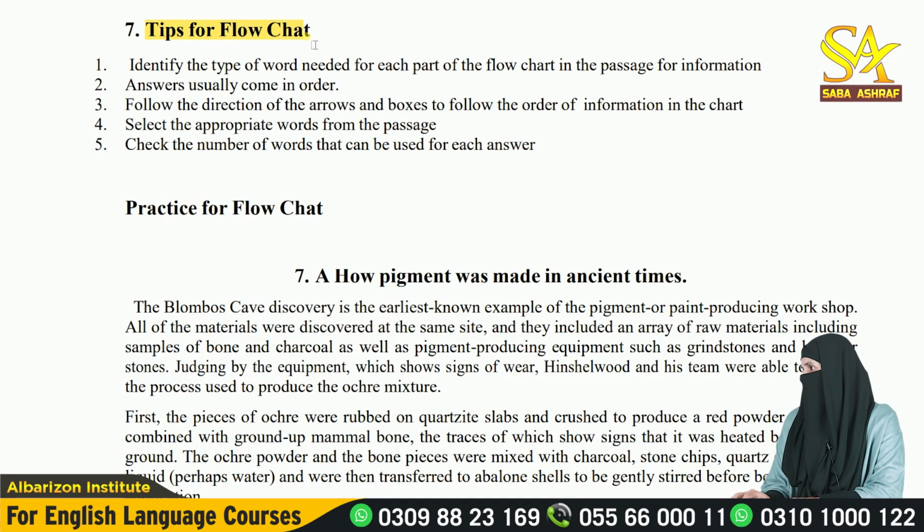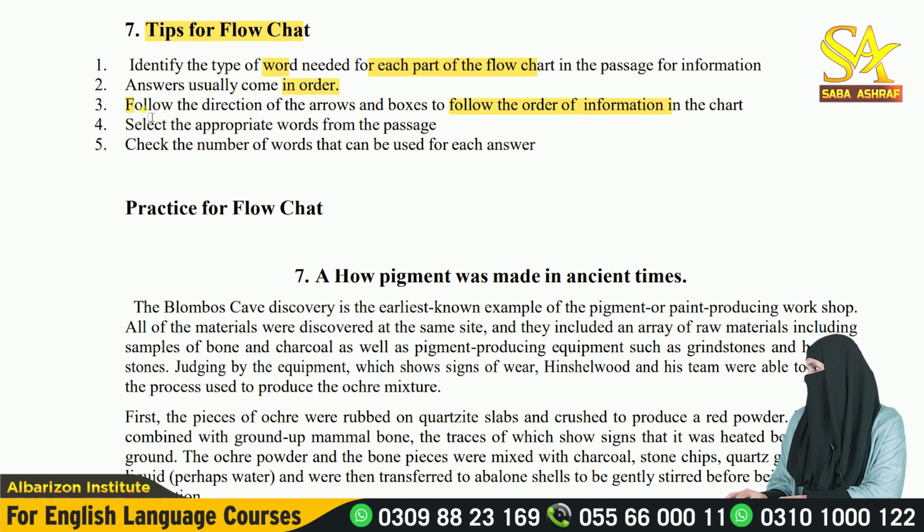Tips for flowchart: identify the type of word needed for each part of the flowchart. In the passage, look for information. Let's read the second tip. Answers usually come in order. Follow the direction of the arrows and boxes to follow the order of information in the chart. Select the appropriate words from the passage. Check the number of words that can be used for each answer.